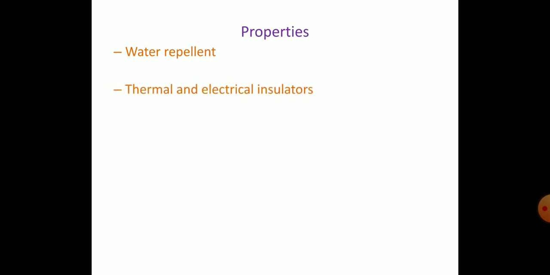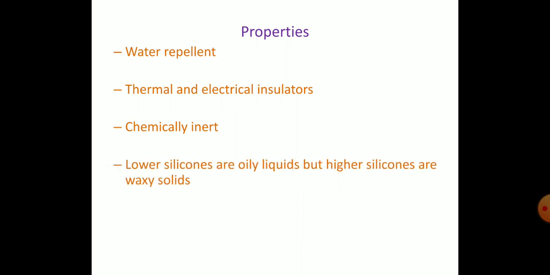Okay, students. Then next we have to see about the properties of silicones. The properties are given here. First one, they are water repellent. The silicones are water repellent, which means they won't interact with water molecules. Then secondly, they are thermal and electrical insulators, which means they won't allow heat and electricity to pass through them. Then property number 3 is they are chemically inert, which means they are not ready to react with any other chemical species.